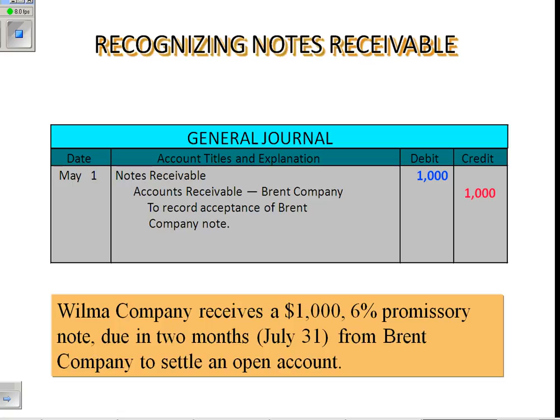For example, Wilma Company receives a 6% promissory note for $1,000 due in 2 months from Brent Company to settle an open account. That means that Brent Company was an accounts receivable of Wilma Company, and now they've been switched to a notes receivable because they haven't paid their account. So Wilma Company can charge them interest for the length of time they're taking to pay it. The journal entry for that is to debit notes receivable and credit accounts receivable, Brent Company.